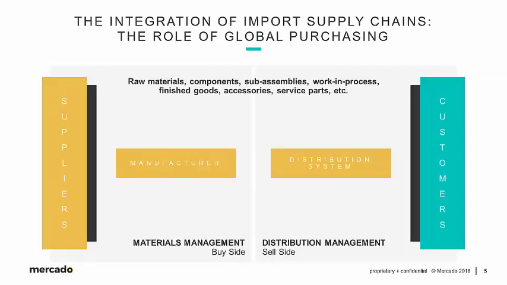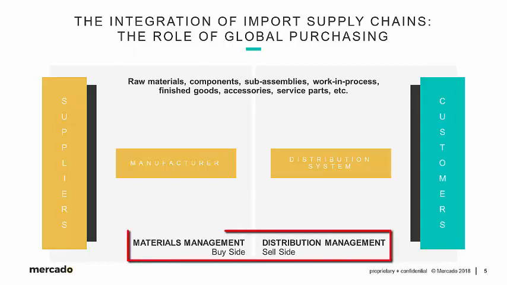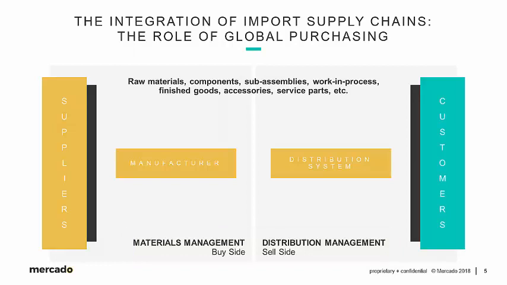Here's a slide that we've seen probably 7 or 8 times in previous modules. It represents the buy side and the sell side of the supply chain. Naturally, because we're talking about purchasing, we're going to focus more on the buy side of the supply chain. But the theme is the integration of import supply chains, the role of global purchasing within that integration process.